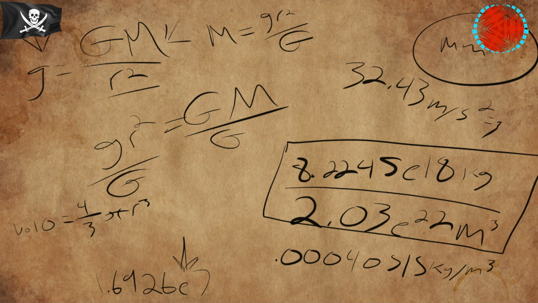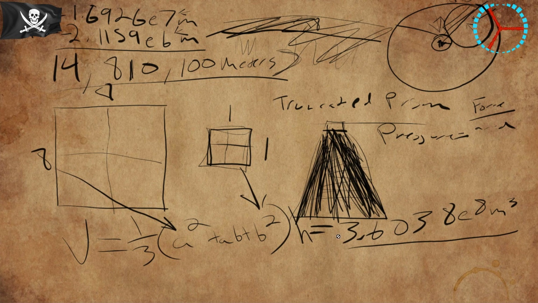So we have the volume of our truncated thingy, which is, let me write it down again. Volume above you equals 3.6038 E8 meters cubed. Let me make sure of that.